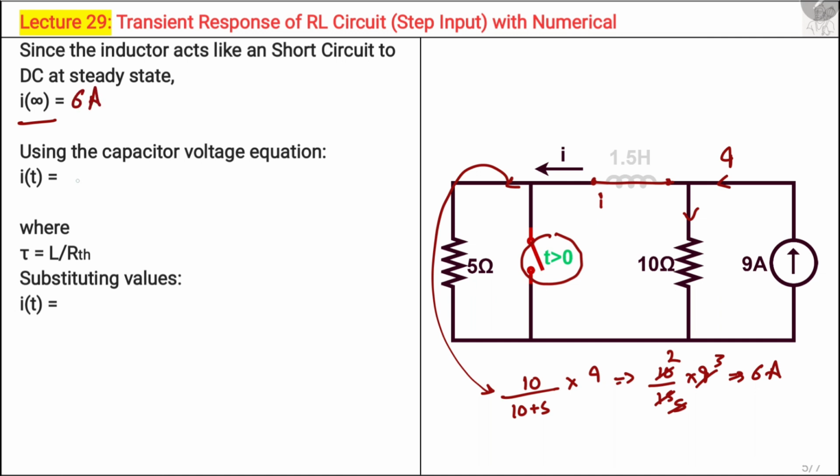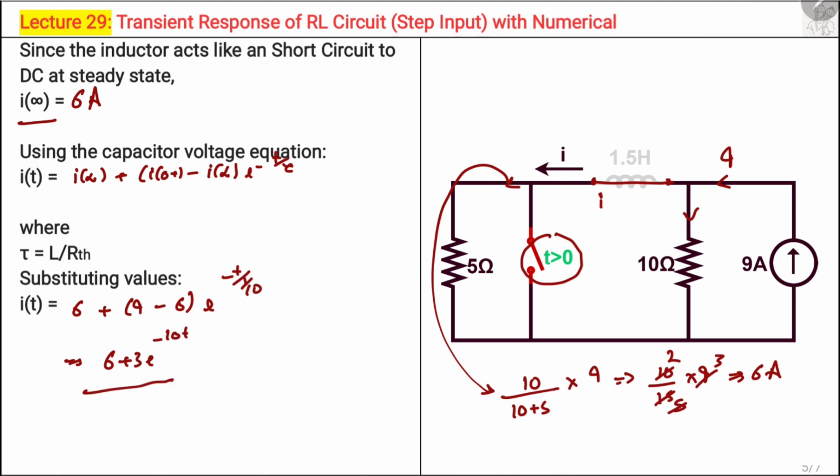Now we know that the inductor current equation is I infinite plus (I0 positive minus I infinite) into e raised to minus t by tau. So I infinite is 6, I0 is 9, I infinite is again 6, e raised to minus t by tau, where tau is 1 by 10. This comes out to be 6 plus 3 e raised to power minus 10t. So this is the final equation of current at t greater than 0.